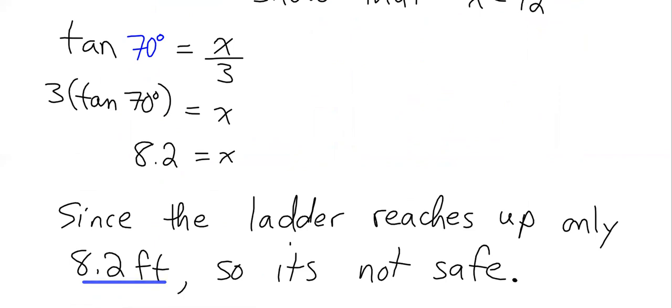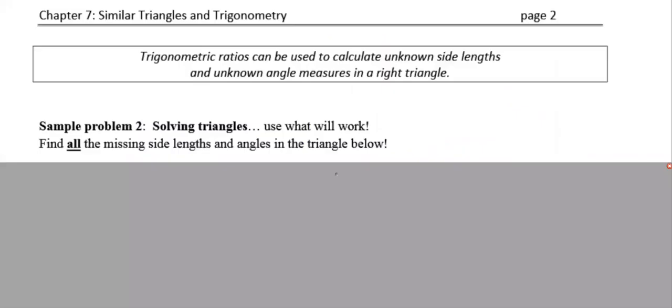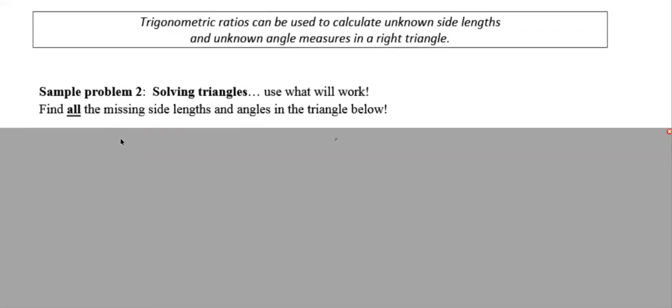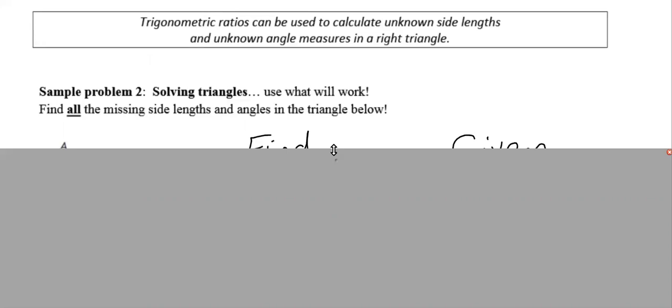We're going to go through a whole bunch more, at least partially anyways from this little intro here. So again, second problem here, solving right triangles. You have to know what works. Sometimes you can use trig ratios. Sometimes you can use Pythagorean theorem. Here it has to find all the missing side lengths and angles in the triangle below.